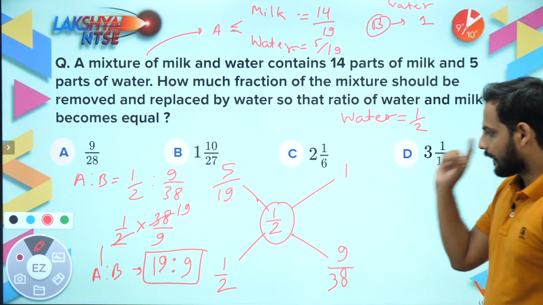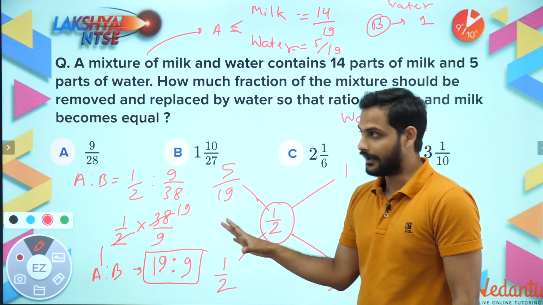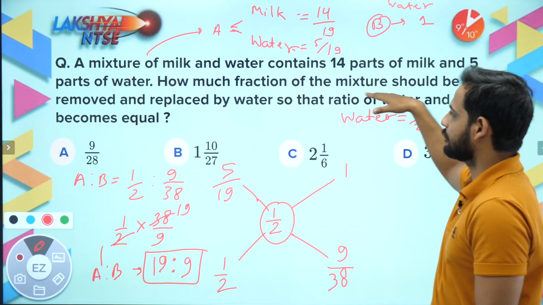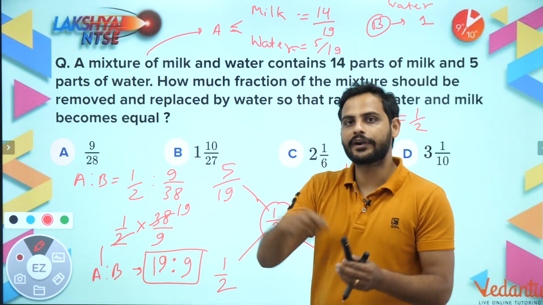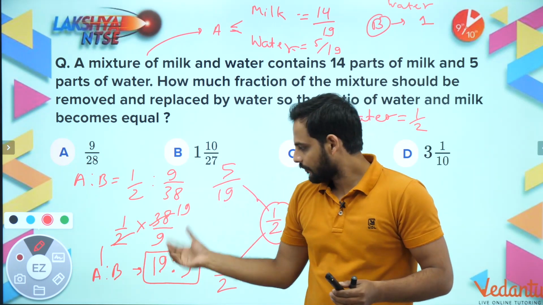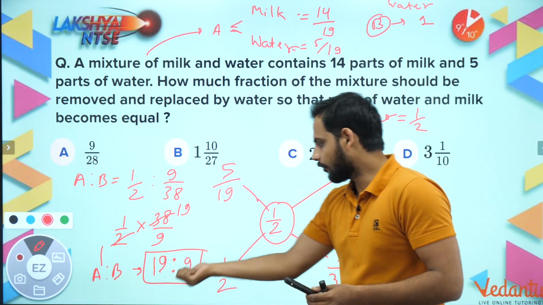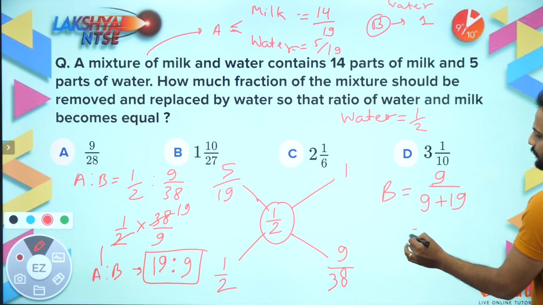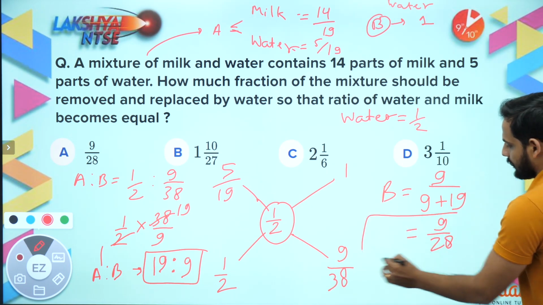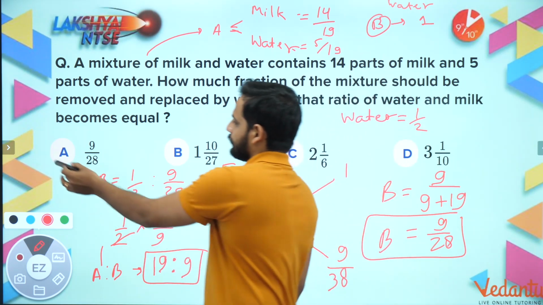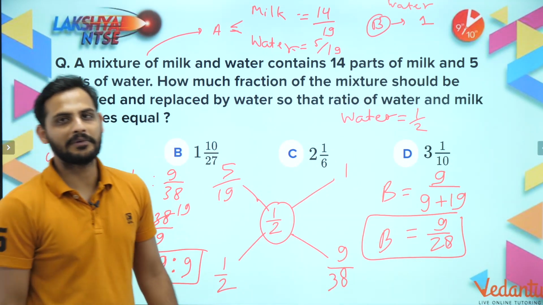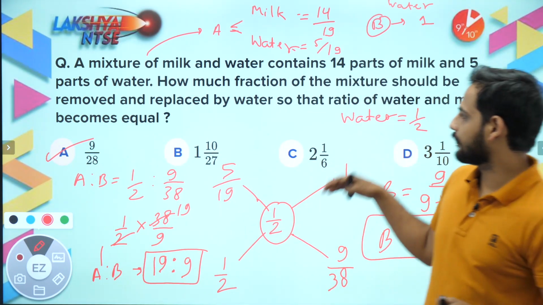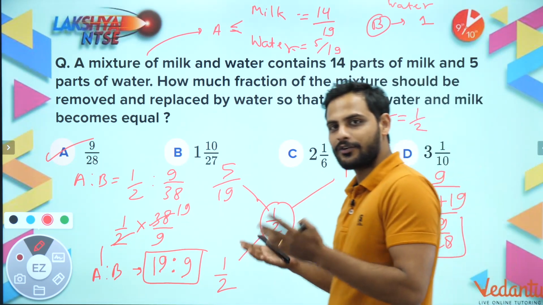Now, understand, A should be 19, B should be the 9th part. You want to find out how much fraction of the mixture should be removed and replaced by water. Whatever has been removed, that has been replaced by water. So this part is water. So what is the water fraction? Water's fraction will be 9 upon total, 9 plus 19, which means 9/28. So 9/28 part of the mixture should be removed and replaced by water, so that the milk and water quantity becomes 50-50.